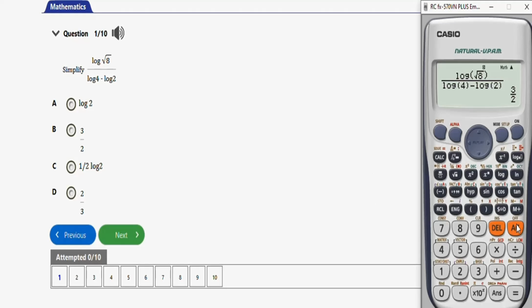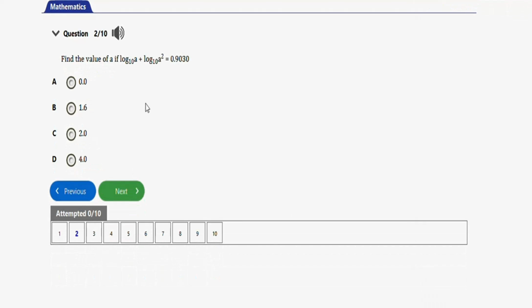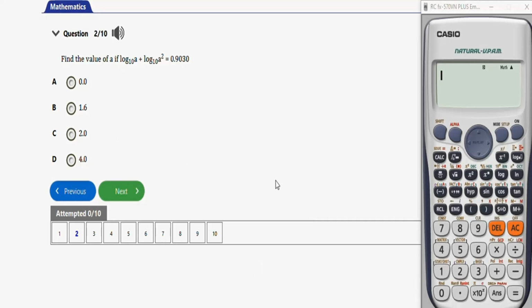Let's remove this and solve the next question, which is this one. It says find the value of a if log base 10 a plus log base 10 a square equals 0.9030. So let's bring the calculator again. So for this question, we are going to make use of the equation solver to solve this. So let's do it, guys. We make use of this log function. We have log base 10.